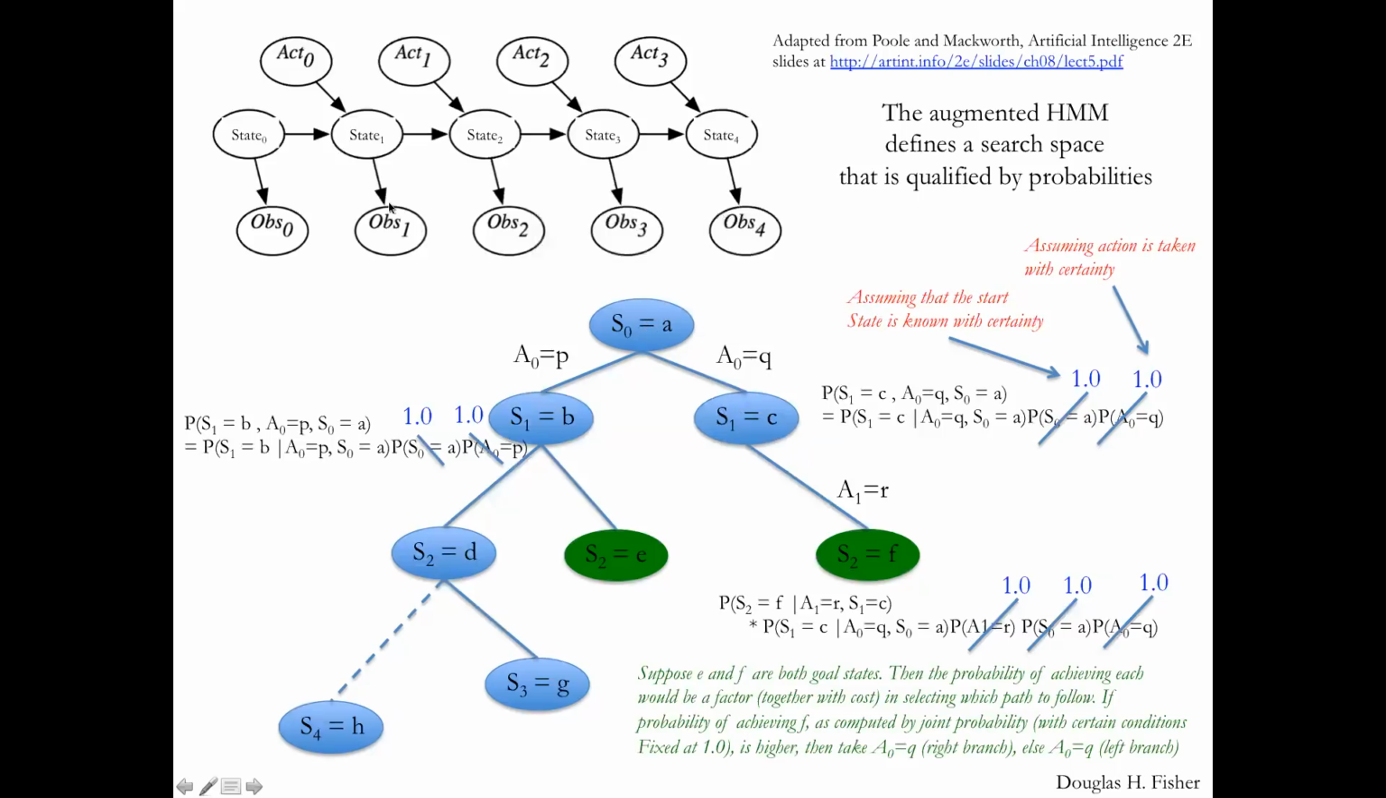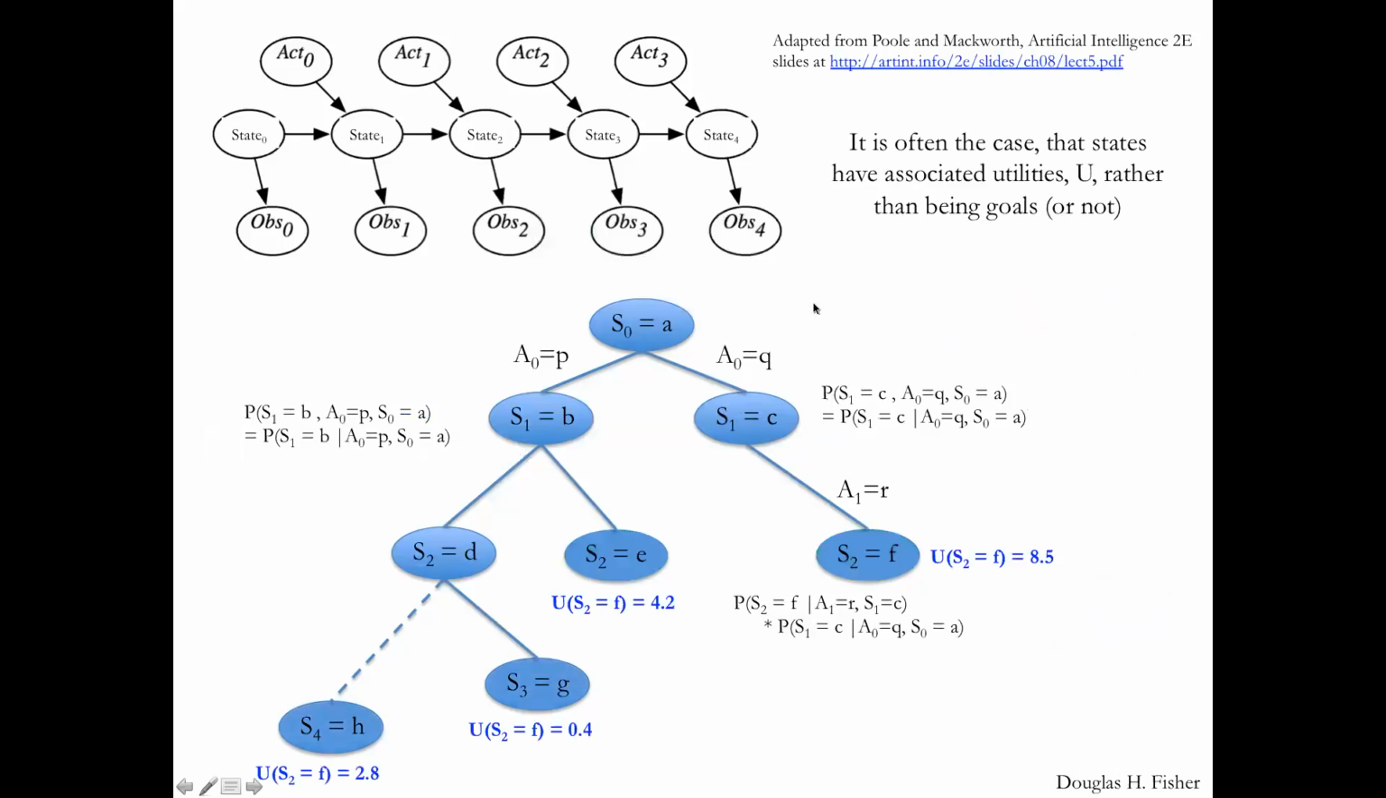And again, that is stored in the probability tables for each of these states, the probability of each state given a particular action and particular prior state are in those probability tables.